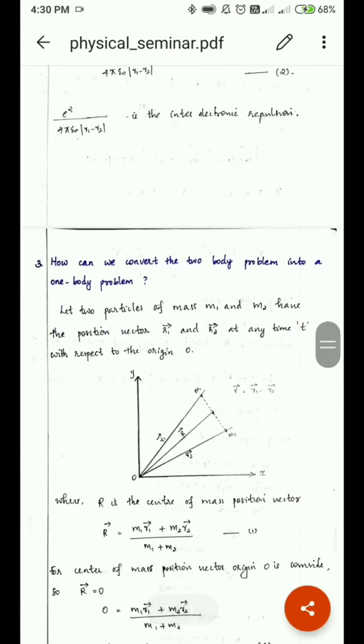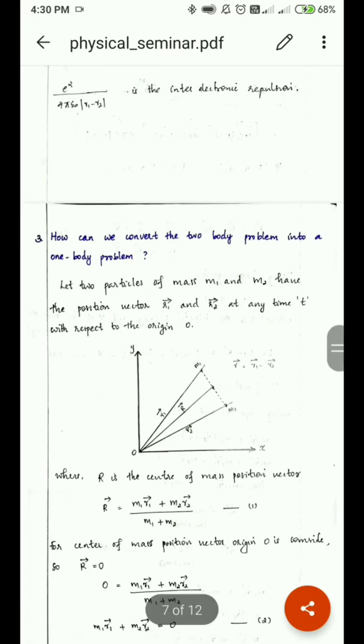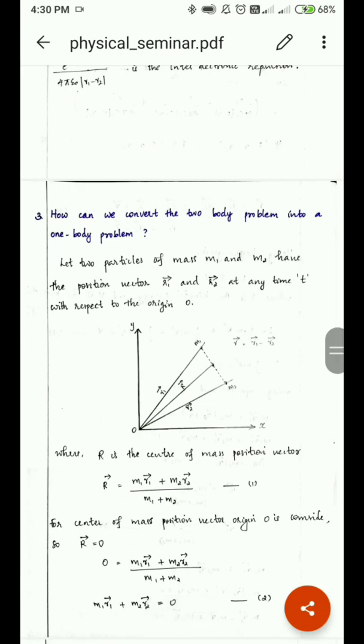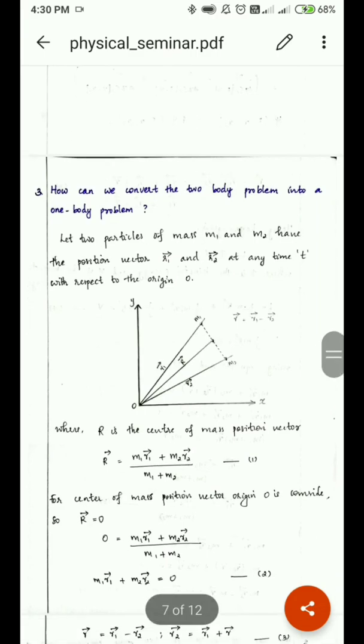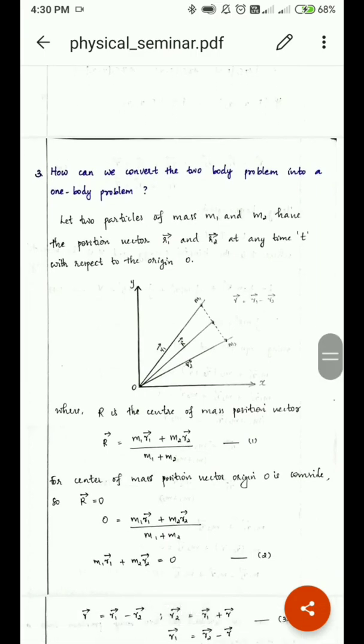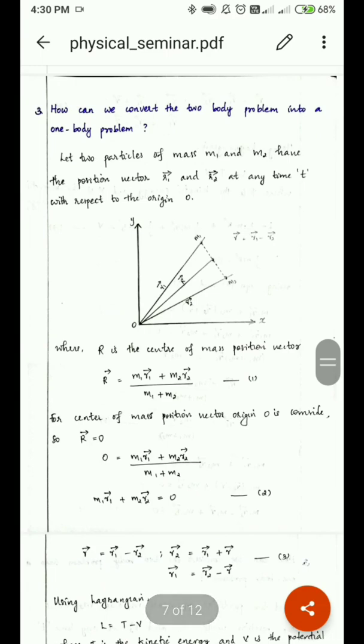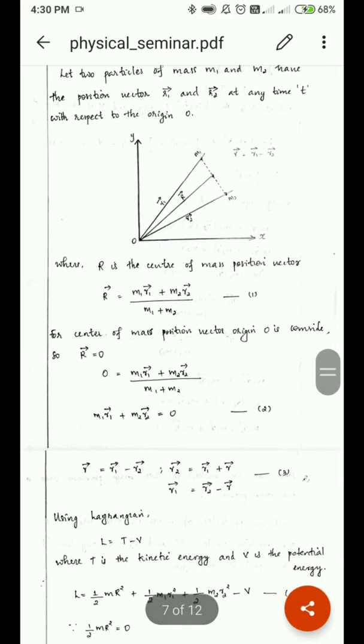Now let us look at how to convert a 2-body problem into a 1-body problem. As you can see in this picture, 2 particles of mass m1 and m2 are considered, having the position vectors r1 vector and r2 vector respectively at any time t with respect to its origin O. Here R is the center of mass position vector, given by R vector is equal to m1 r1 vector plus m2 r2 vector by m1 plus m2. It is the first equation.